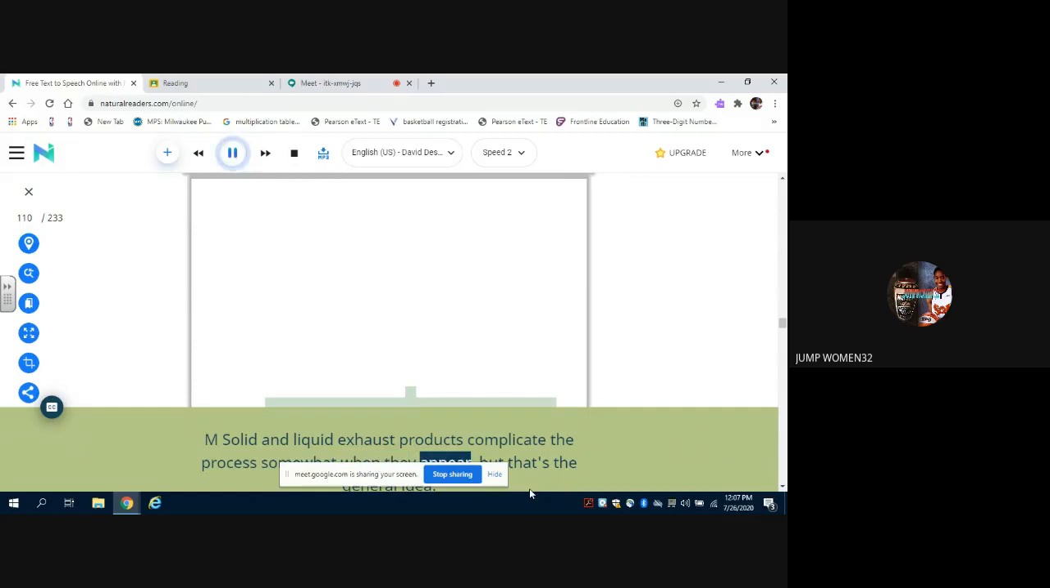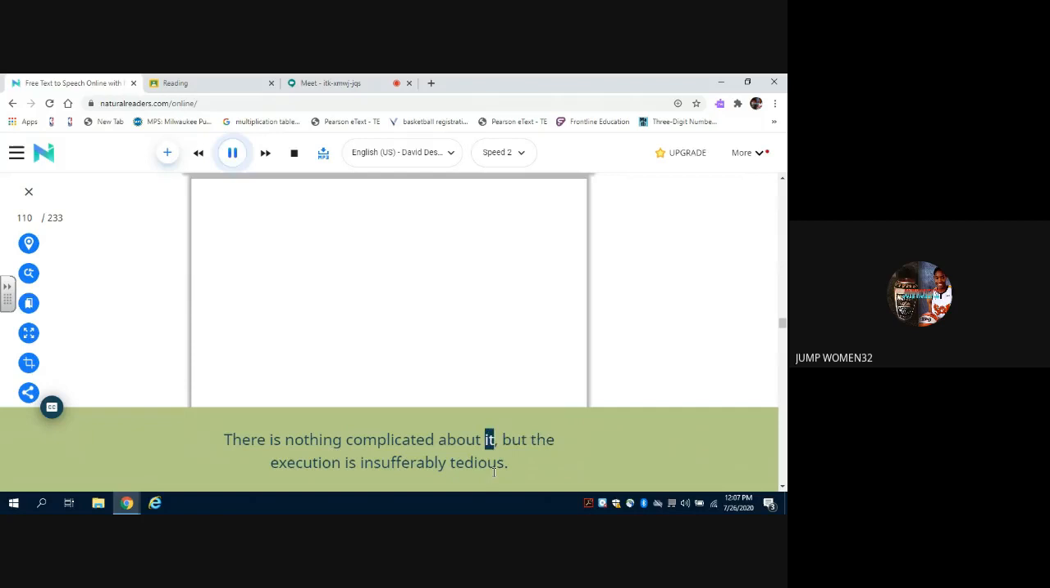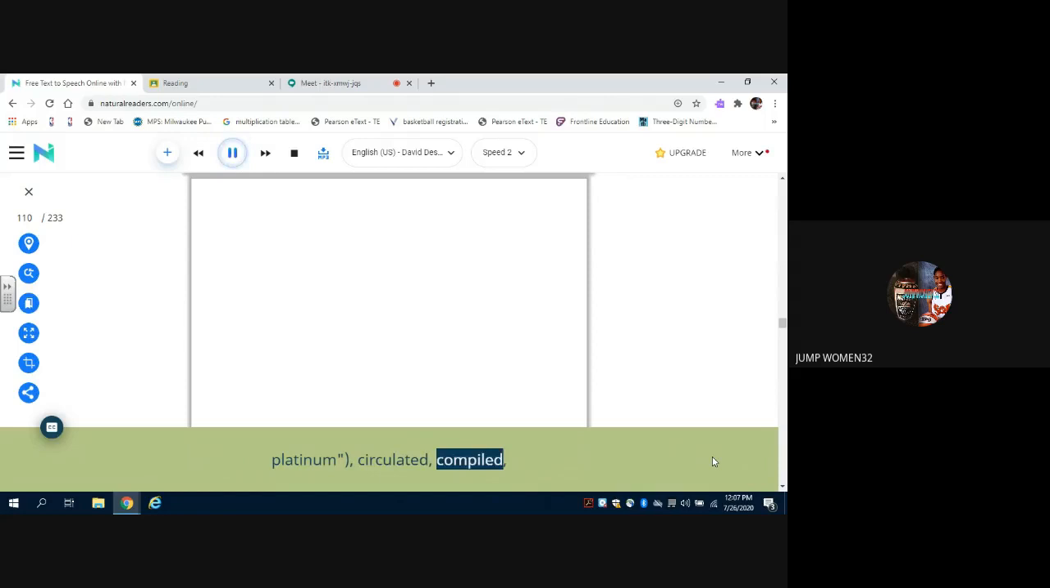There is nothing complicated about it, but the execution is insufferably tedious. And yet I know people who have been doing performance calculations for 20 years and are still apparently sane. The time and labor involved in an exact performance calculation had two quite predictable consequences. The first was that those calculations which were made were cherished as fine gold, or for shifting equilibrium calculations read platinum, circulated, compiled, and squirreled away by anyone who could get his hands on them.